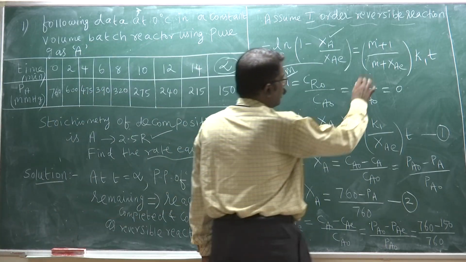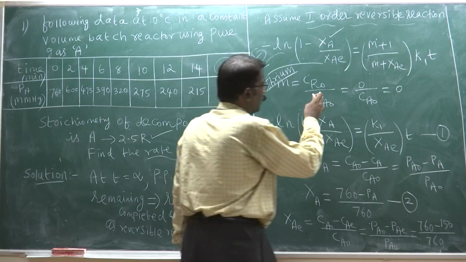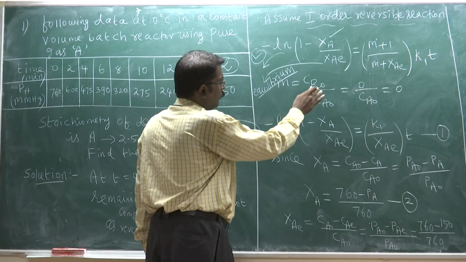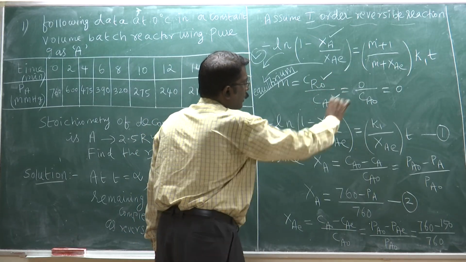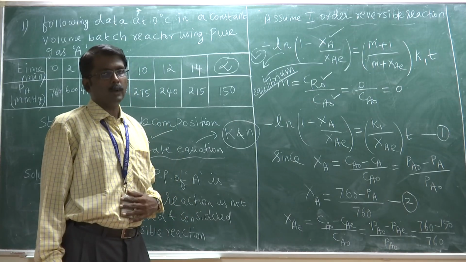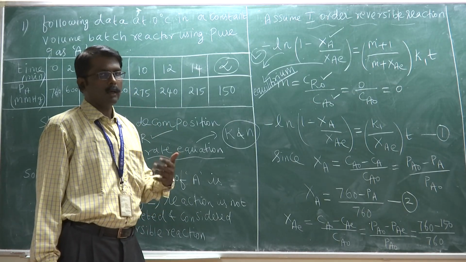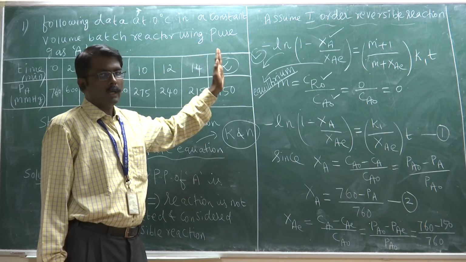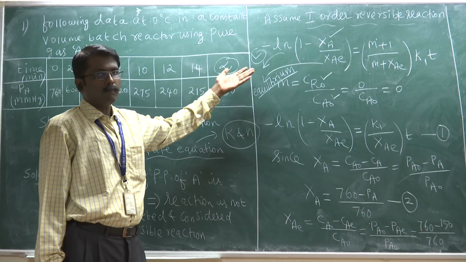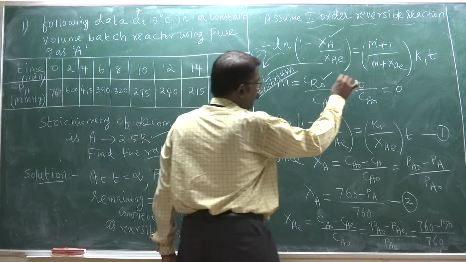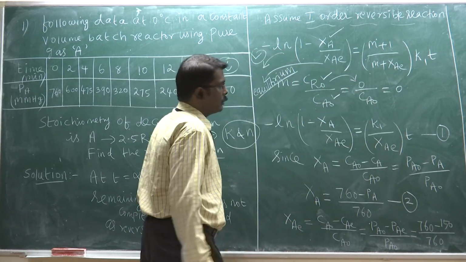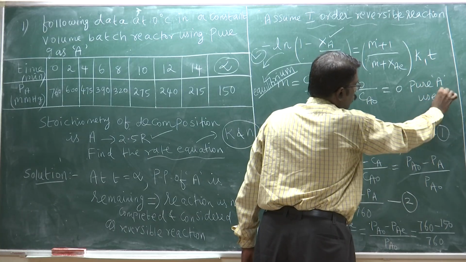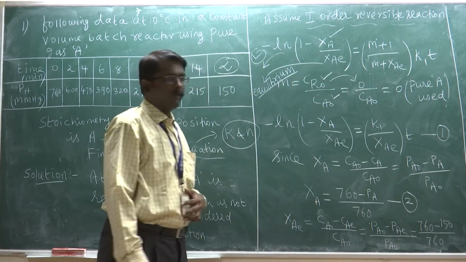Here we have something called M. This M is nothing but the ratio of the initial concentrations: M is equal to CR0 divided by CA0. CR0 is the initial concentration of component R and CA0 is the initial concentration of component A. But in the problem statement it is given that we are using pure component A. That means there is no R present in the feed, so we can consider the concentration of R to be equal to 0. Since pure A is used for the reaction, the M value is equal to 0.